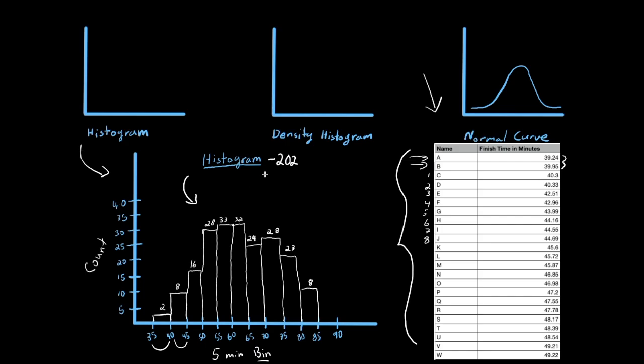Now, this is great. The histogram shows us a count of runners in each of these 5-minute groupings. But if we look back at our normal curve, we know that the area underneath the curve is the probability. And that means that the total area under the curve has to be 100%.